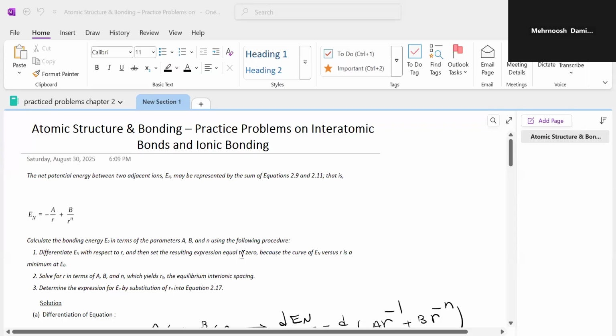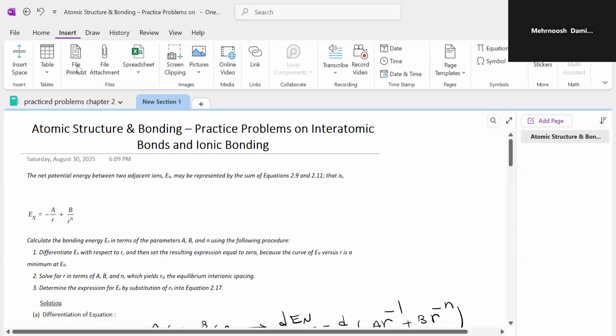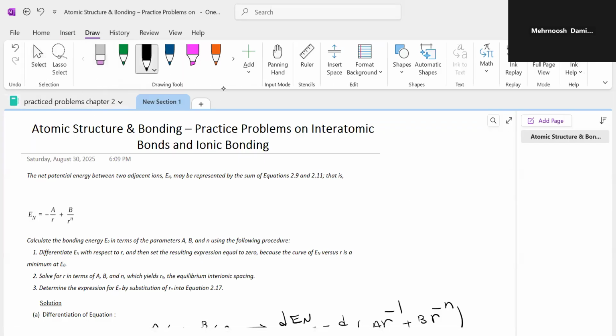The first problem: the net potential energy between two ions, that is En. En is the net energy. It's the combination of two energies, as you have seen before in class: one of them is the attractive energy and the other is the repulsive energy. Okay, let me show you. This is the attractive energy, EA, and this is the repulsive energy, ER. The combination of them is EN.